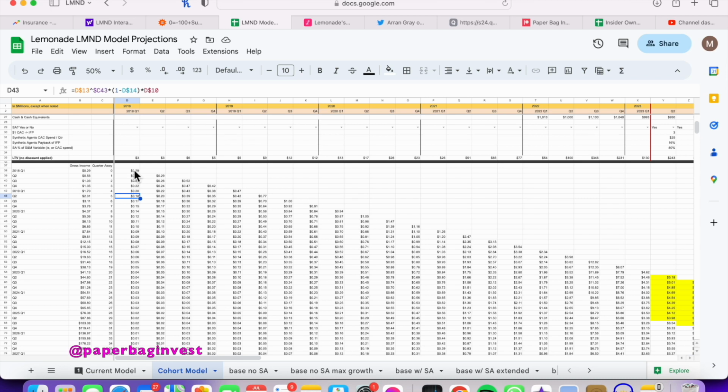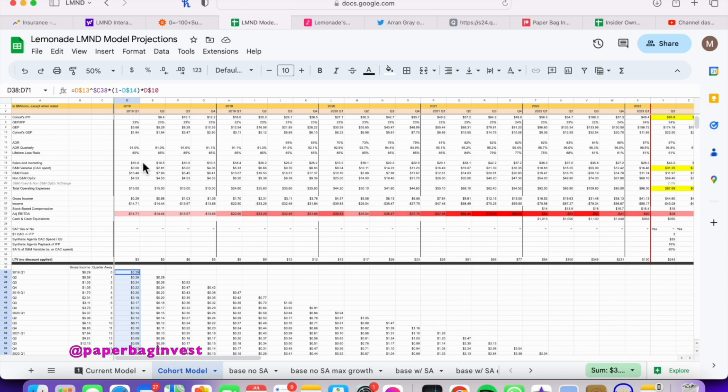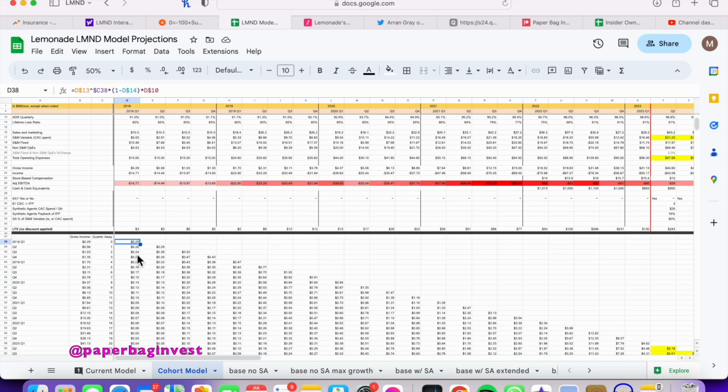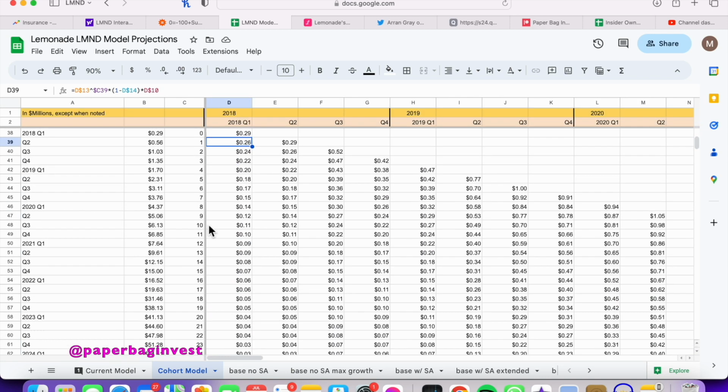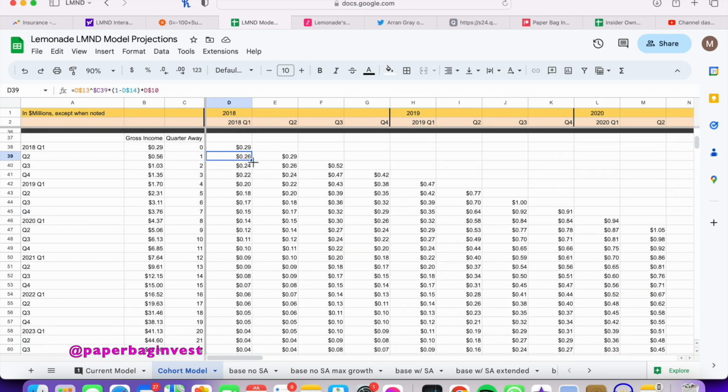It looks at each quarter and calculates how much income each quarter would make over a descending period of time. For example, Q1 2018, that quarter, it looks like they're going to make 29 cents in Q1 2018. But then the next quarter down, 26 cents, and then the next one 24, and next one 22. That's because a lot of the customers in that cohort are going to be churning away.